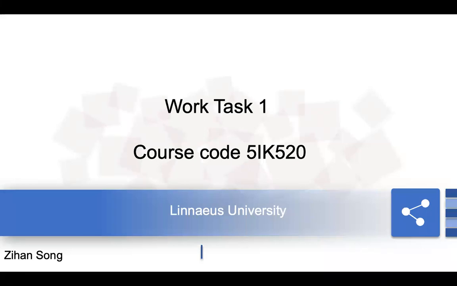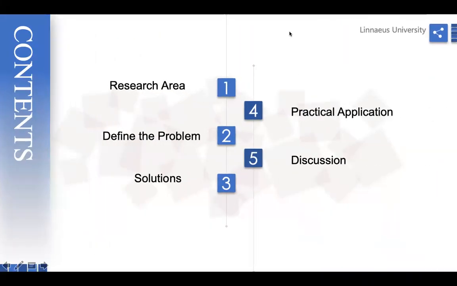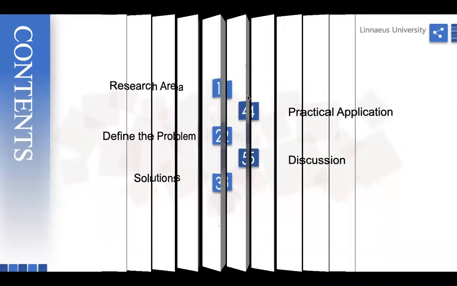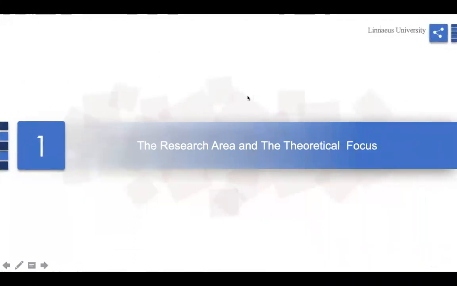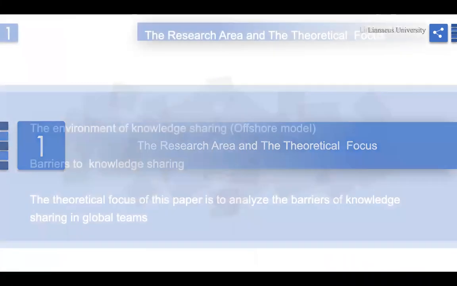The paper I selected is knowledge sharing barriers in global teams. The content has 5 sections. The first one is the research area and the theoretical focus.